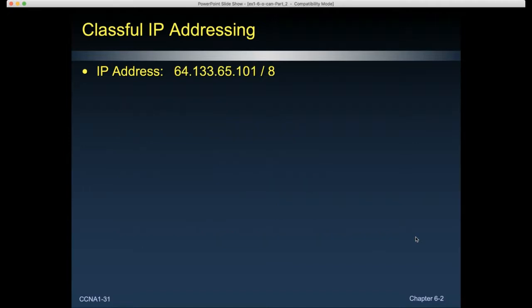Okay, Class A address, pretty big here, 64 dot. That sounds like AT&T. I think they got 64 dot. They're a pretty big company.